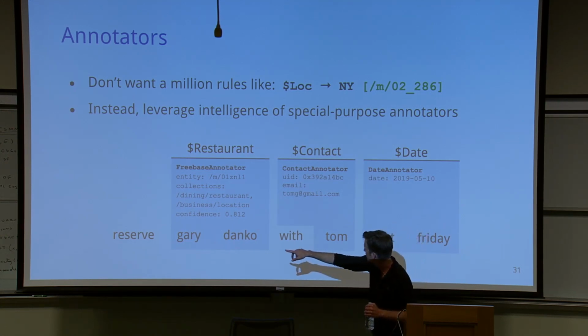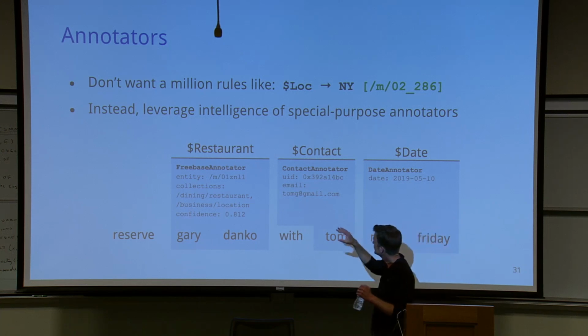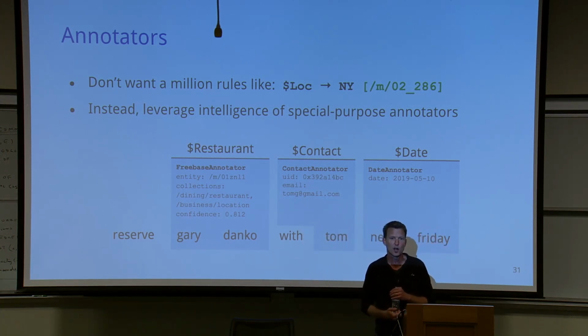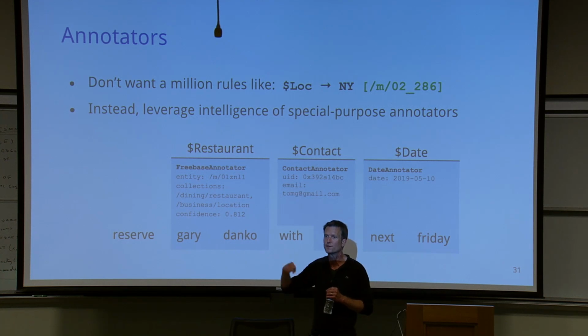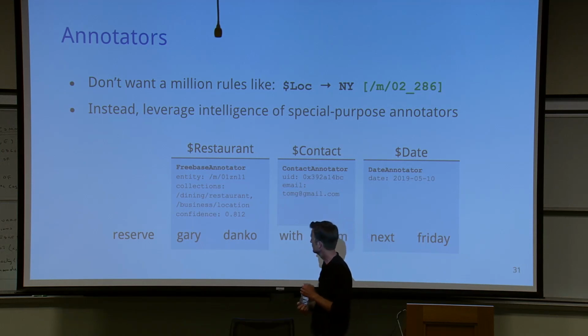So here's an example. The example query is reserve Gary Danko with Tom next Friday. And so here I'm imagining that we have 3 different annotators that are going to help us interpret this query. And they basically function like black boxes which run first before the syntactic machinery gets to work and can hand their results to the syntactic machinery.